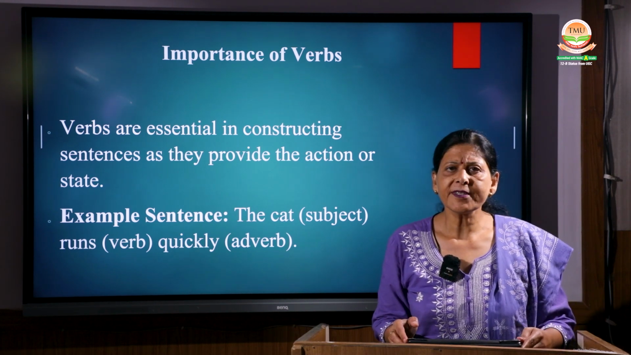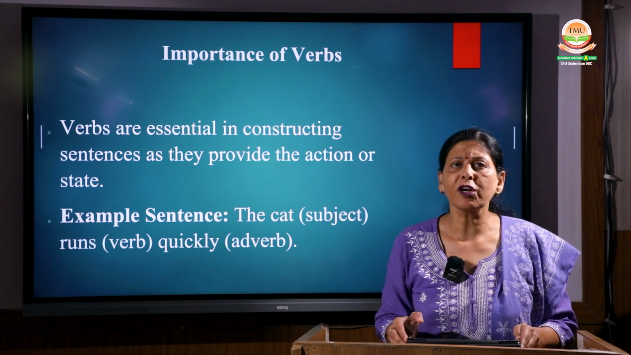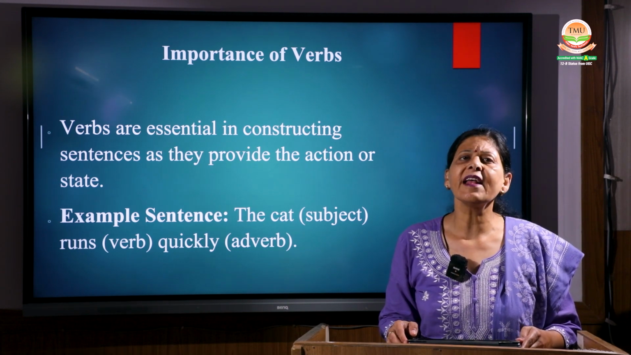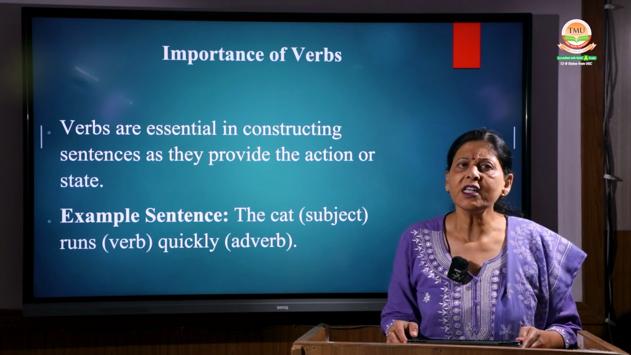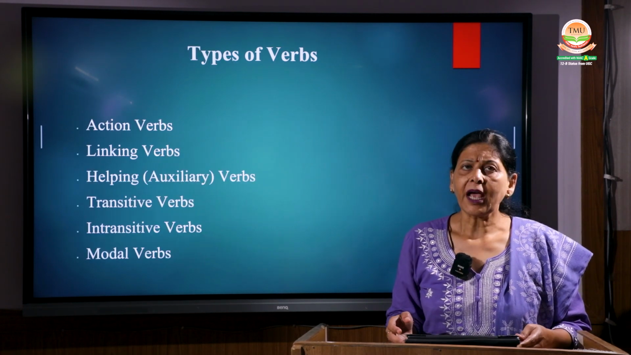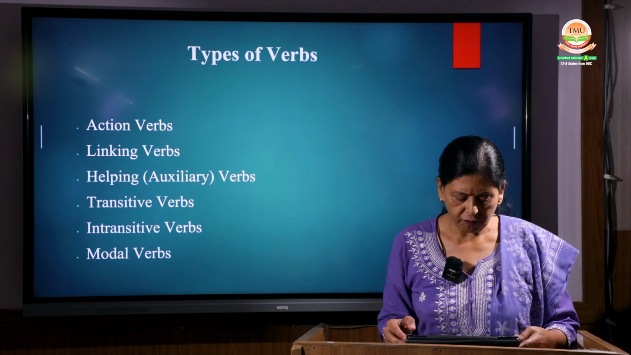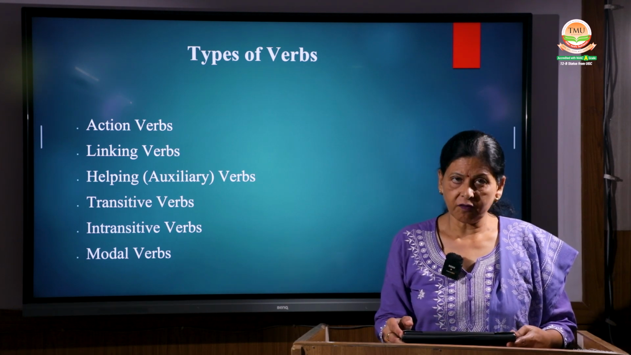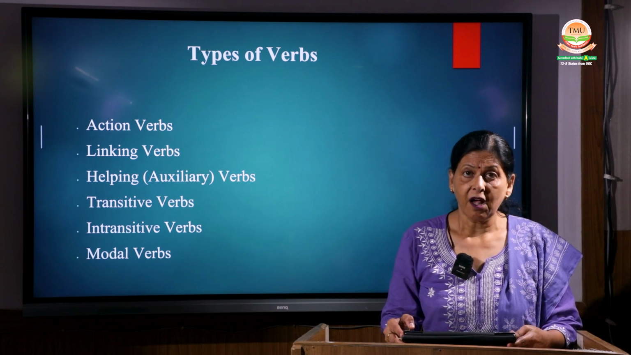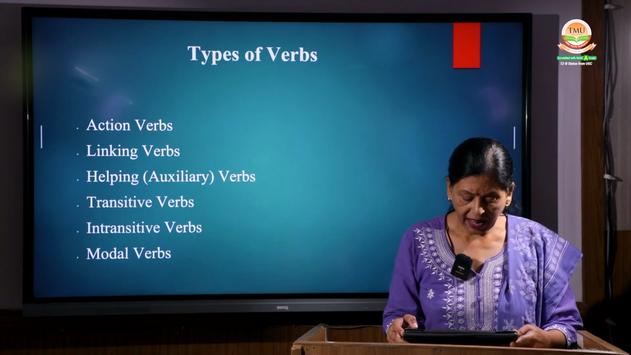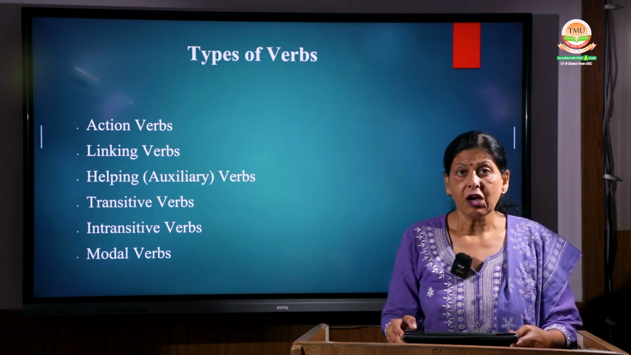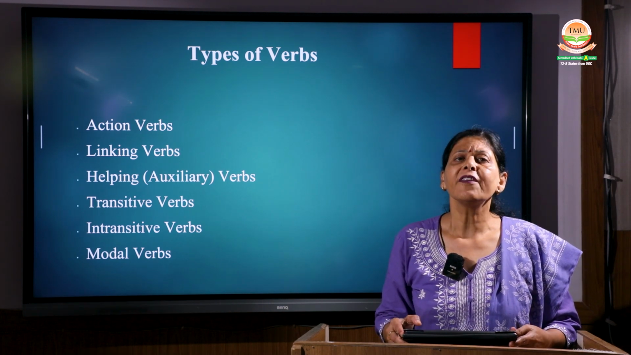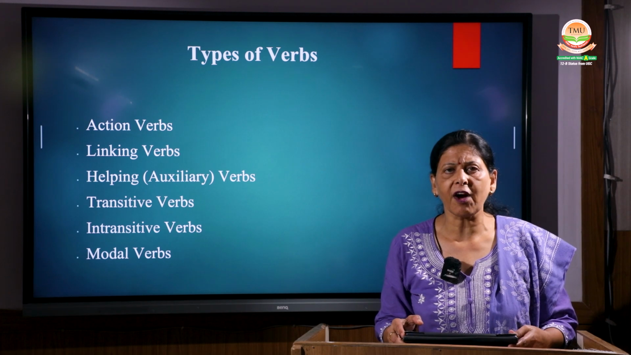So, the verbs, as we are discussing, play a very important role. The tenses, the mood of the sentence, the actions which are going on, all these are reflected through the verbs. The types of verbs: what are the different types of verbs? Here we have action verbs, linking verbs, modal verbs, helping or auxiliary verbs, transitive verbs, intransitive verbs, and stative verbs. These are all the different types of verbs which we will be discussing one after the other.